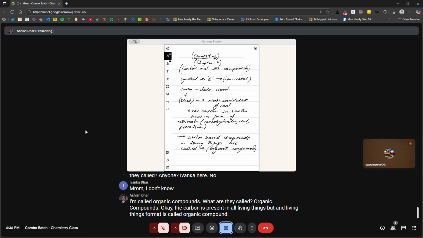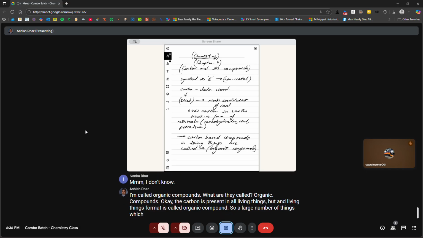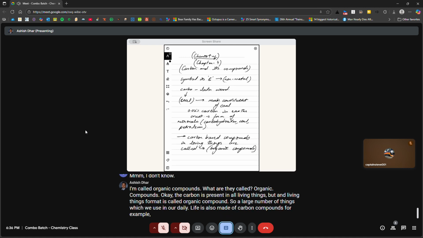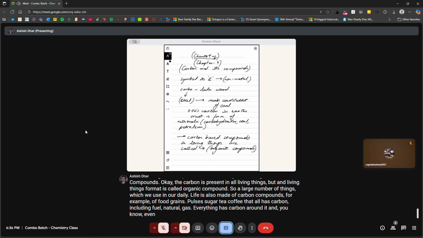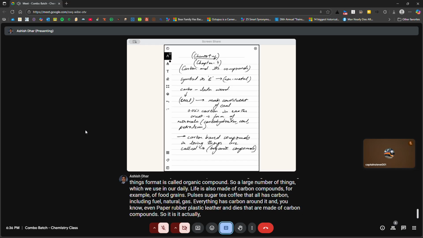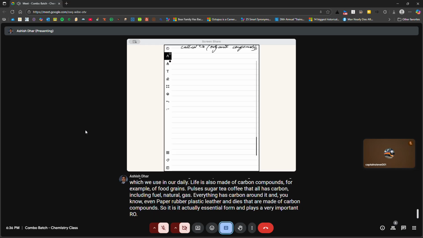The carbon present in living things is called organic compound. A large number of things which we use in our daily life are also made of carbon compounds. For example, our food, grains, pulses, sugar, tea, coffee all have carbon, including fuel and natural gas. Everything around us has carbon. Even paper, rubber, plastic, leather and dyes are made of carbon compounds. So it is an essential element and plays a very important role in our day-to-day life.